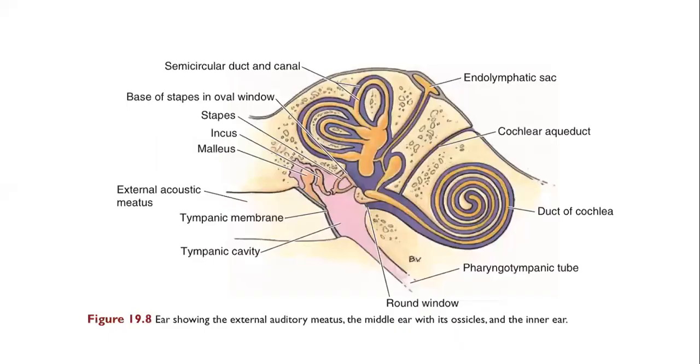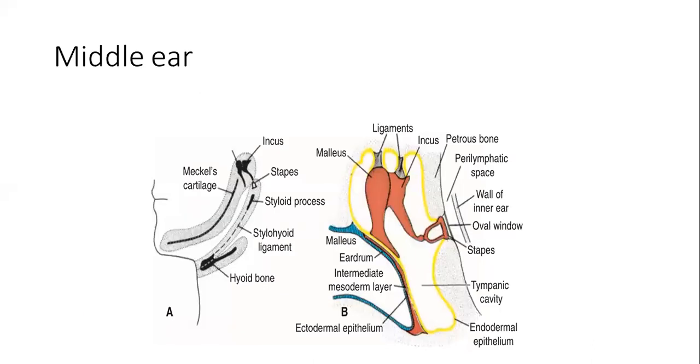While the proximal part remains narrow and forms the auditory tube, the eustachian tube, through which the tympanic cavity communicates with the nasopharynx.